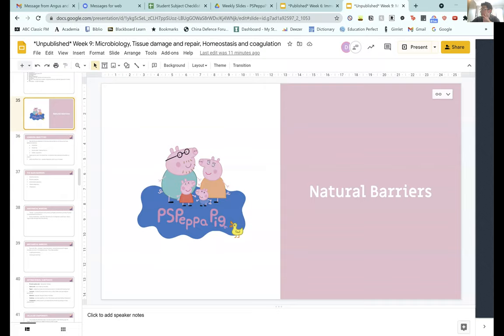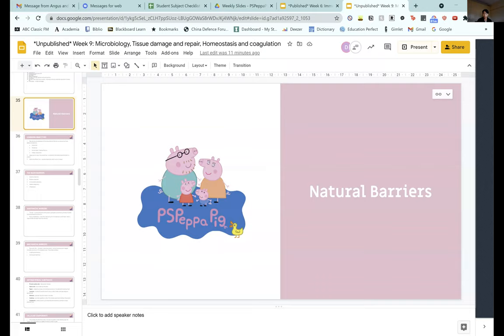Great. So I'll be taking you guys through natural barriers now. So basically, we've learned about all these different microbes. So how does our body actually protect us from them? So to start off, the learning objectives, we want to describe the natural barriers of the human body to infection and discuss the innate defense mechanisms. So this will include anatomical barriers, mechanical, antimicrobial and chemical factors, and cellular components.